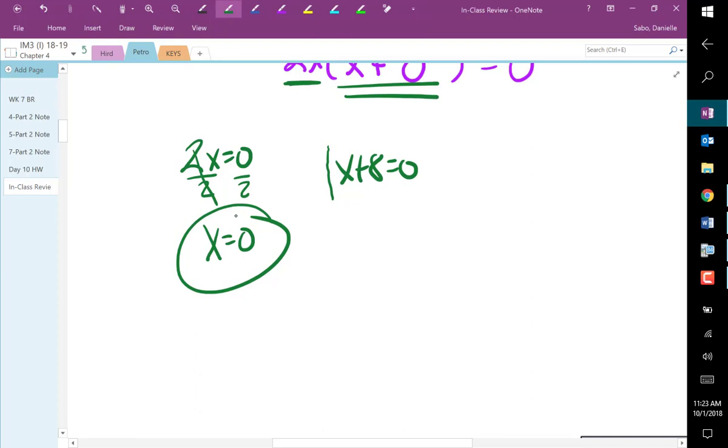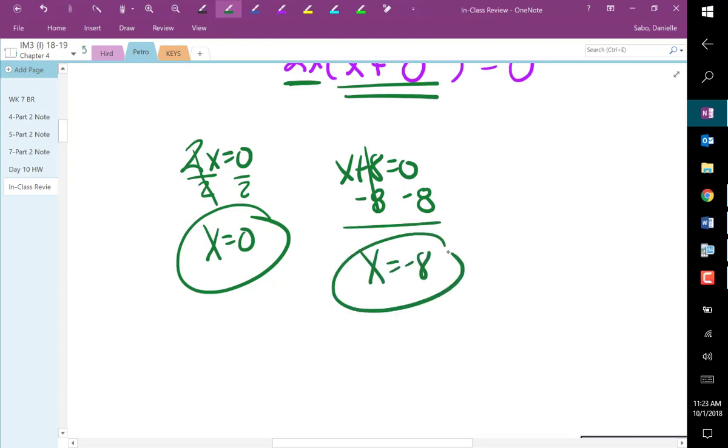Okay, now what about this one? Yeah, negative 8, because I subtract 8 from both sides. Gone, and I get x equals negative 8. Okay, and we're done. This is not the situation where we have to plug back in to find y, because it's not a system. We haven't gotten there yet. So we're done. Those are my 2 answers. They're called solutions.